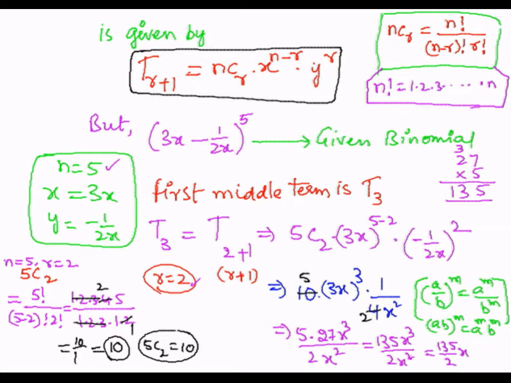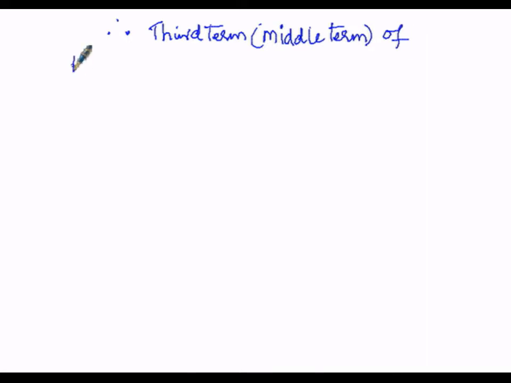So here in this manner, therefore the third term, which is the middle term of the binomial expansion, is equal to 135x overall divided by 2. So this is the first case.